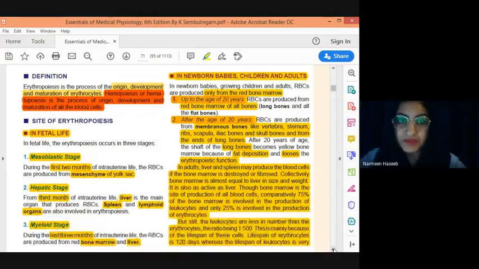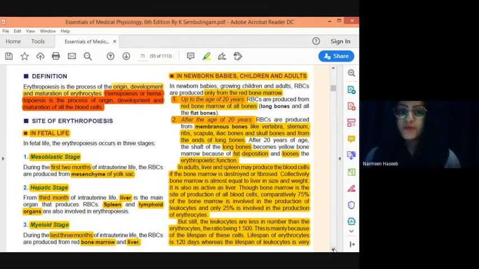Erythropoiesis is the process of origin, development, and maturation of erythrocytes. Erythrocytes are the red blood cells specifically. Hemopoiesis, or hematopoiesis, on the other hand, is the process of origin, development, and maturation of all the blood cells. So when you're talking about all the blood cells, you say hemopoiesis, but when you're talking about red blood cells, you say erythropoiesis.